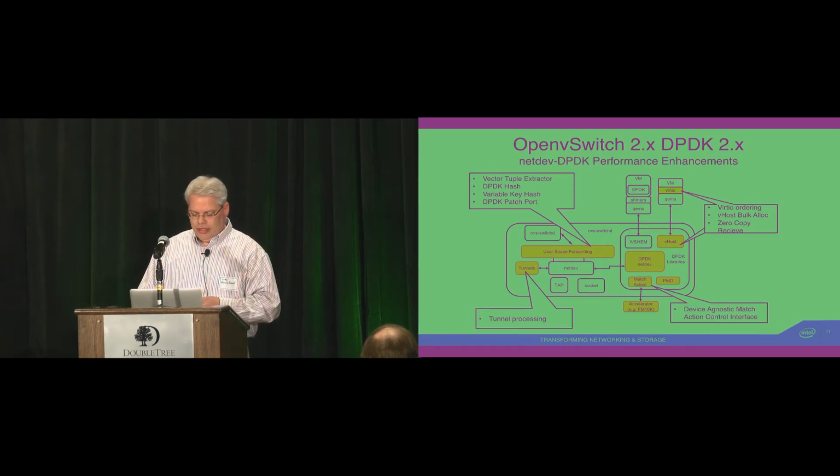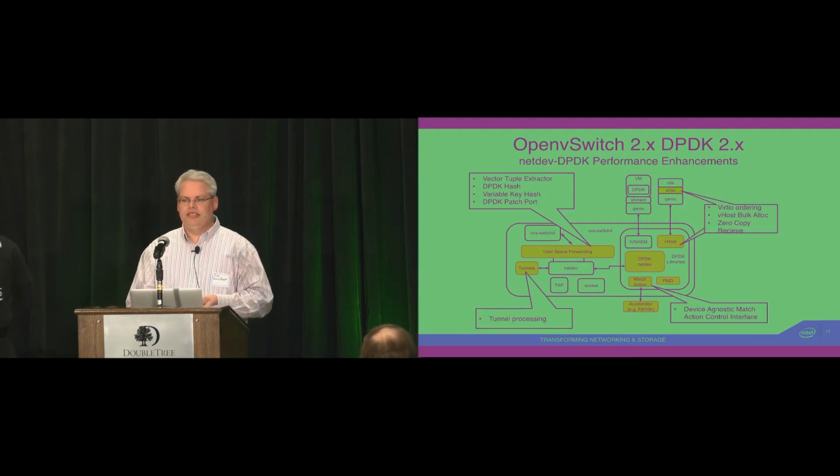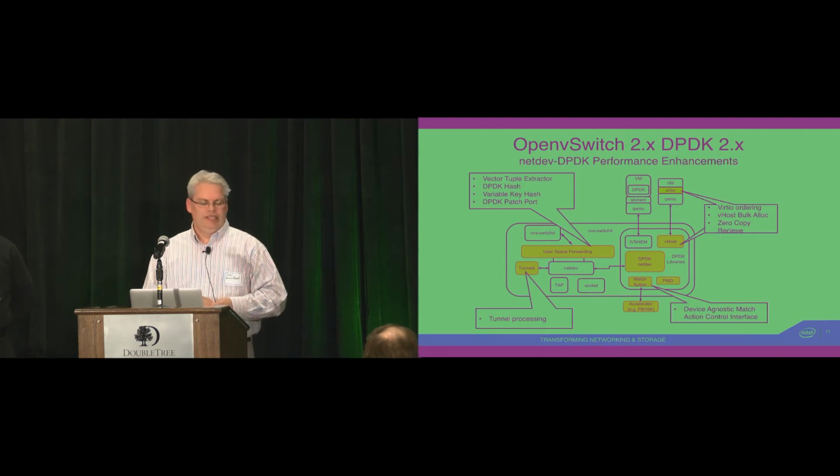In terms of the forwarding implementation, we're looking at a vector tuple extractor, basically trying to look at how we can take advantage of the AVX instructions to speed up the parsing of packets, and using DPDK hashing such as cuckoo hash. And then implementation of variable key hashes, to speed that up.